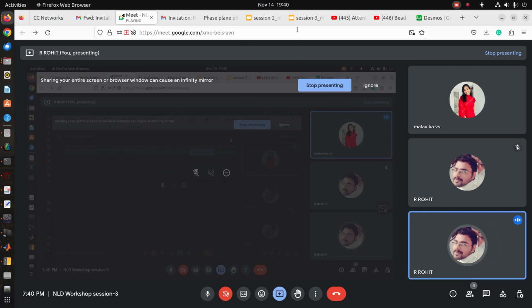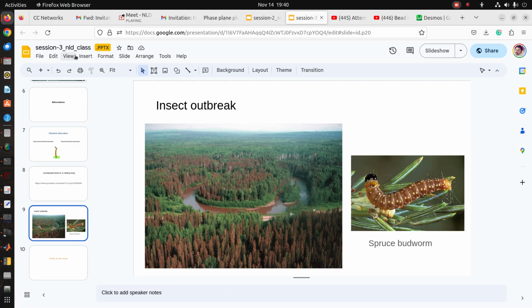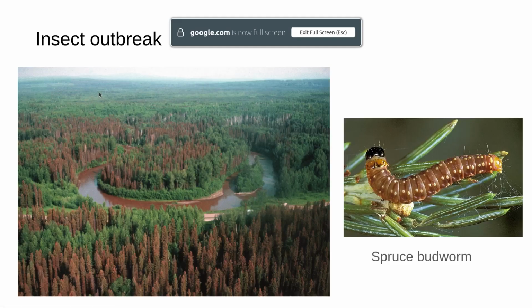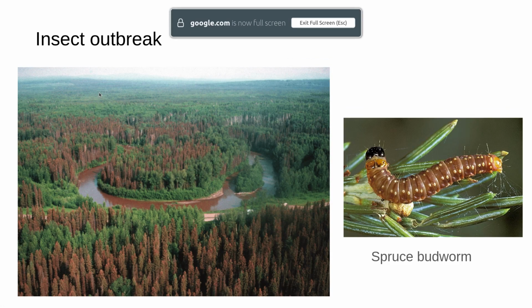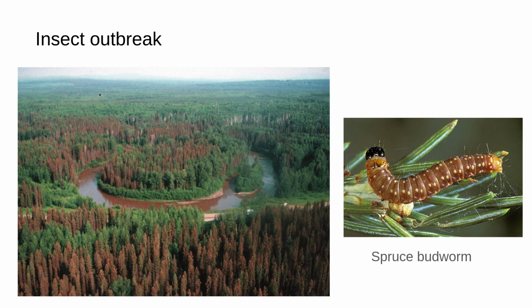Okay. So now I will talk about one more bifurcation example, a real practical example to say that these kinds of bifurcations actually happen in reality. The topic which we will be dealing with now is insect outbreak.